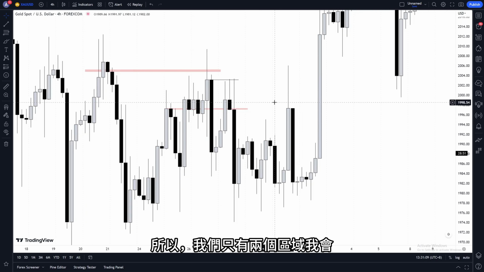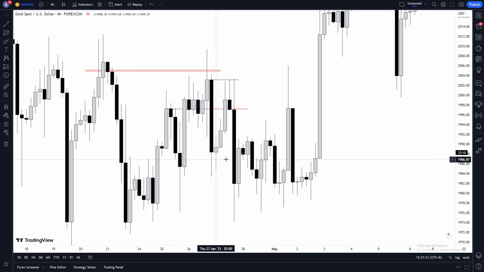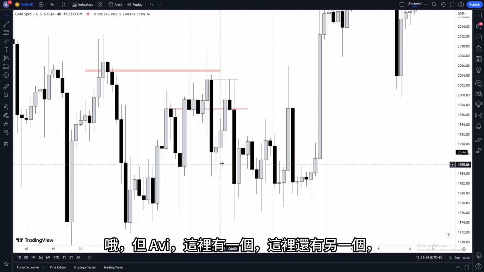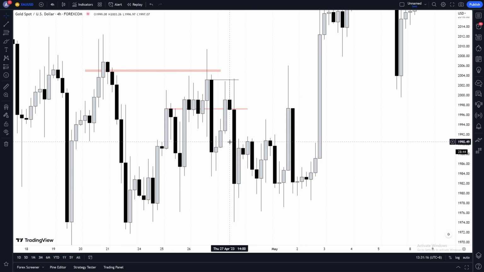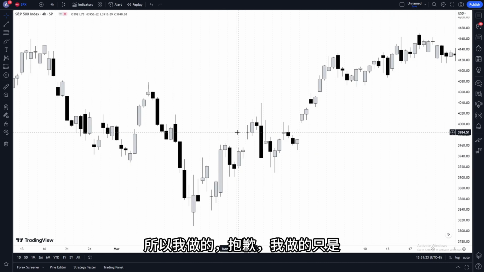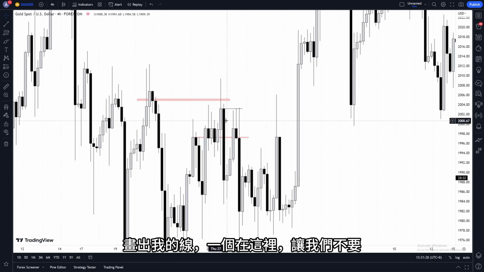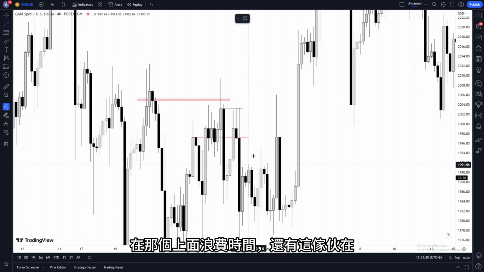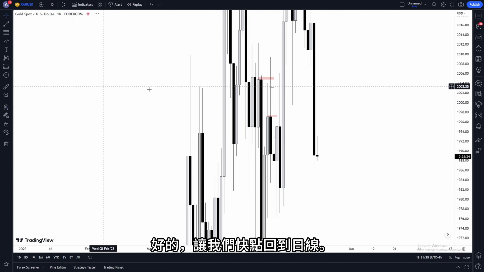We have two zones only that I paid attention to. Oh, but Avi, there's one here, another one here, another one here. Which one? Bro, I only picked two zones, one here and another one here. That's it. All I did was just draw up my lines. One over here, let's not waste our time with that one, and this guy right there. Okay, let's go back to the daily real quick.